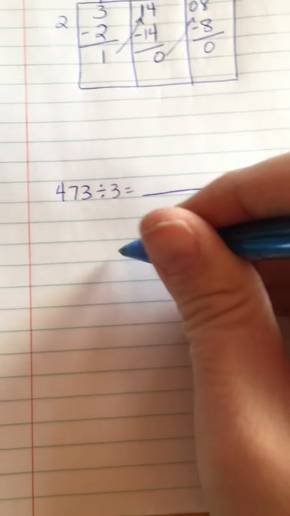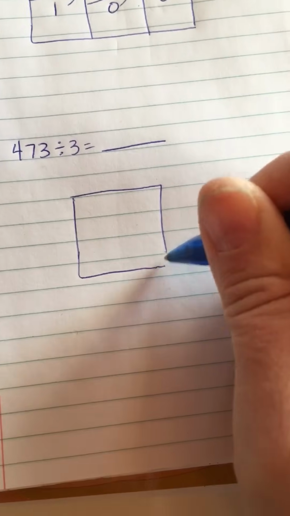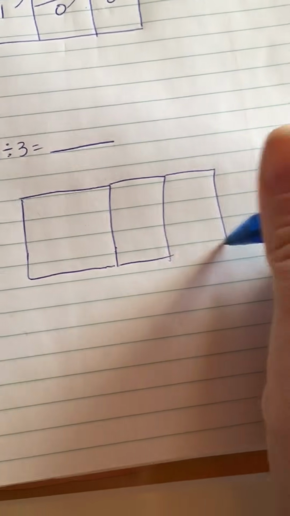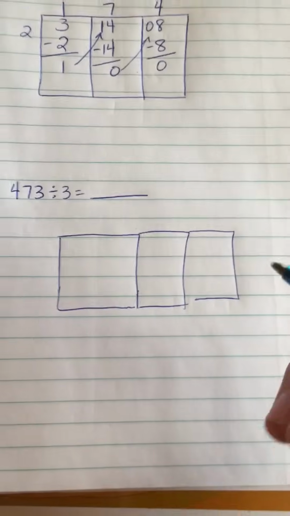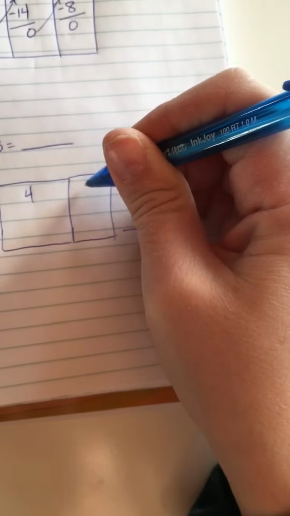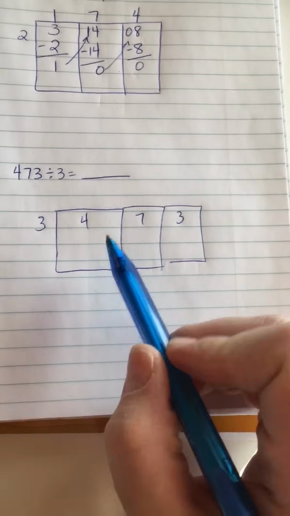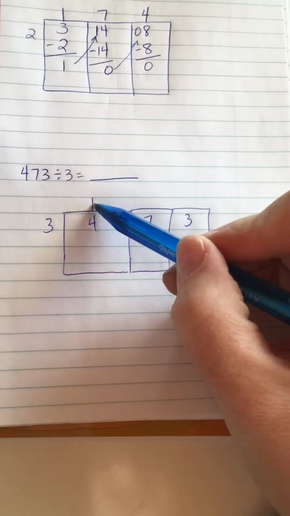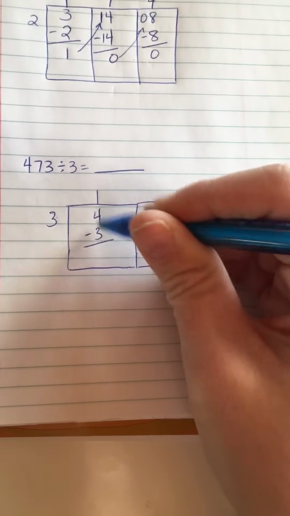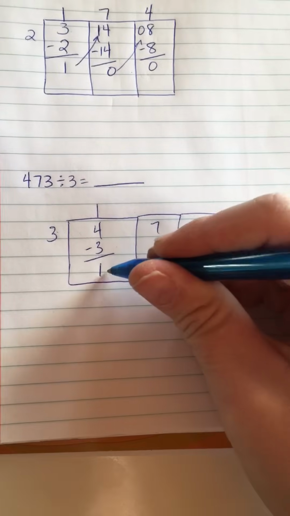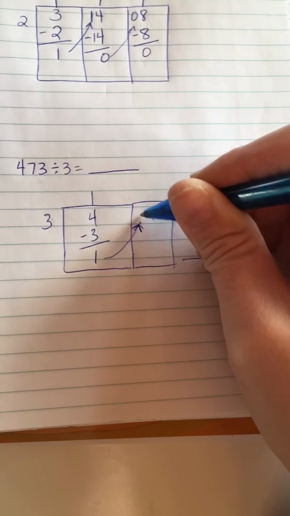All right, let's try another one. Let's try 473 divided by 3. Okay, so we'll set up our grid. So we have 3 digits in our dividend, so we'll make 3 parts in our grid. That's not very even, sorry about that. So first of all, how many times does 3 go into 4? 1 time. We'll multiply. 1 times 3 is 3. So then we'll subtract that, which leaves us with 1. Carry the 1 to our tens place of our next box.